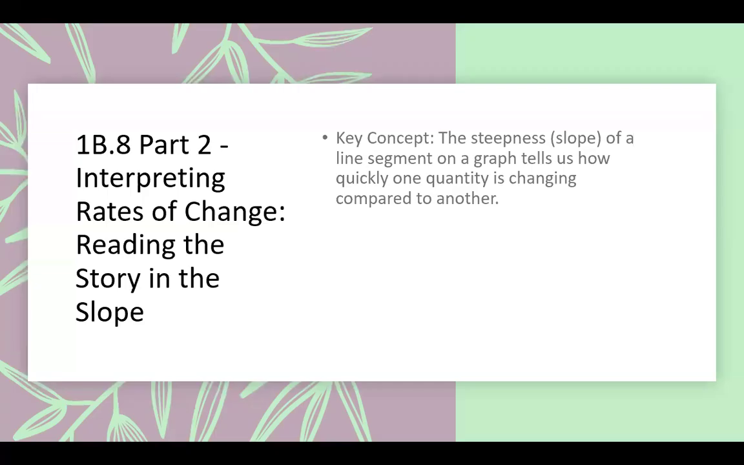Okay, so it's a little half sheet. Gonna be a fairly quick one. So on part 2, it's interpreting rates of change, reading the story in the slope.